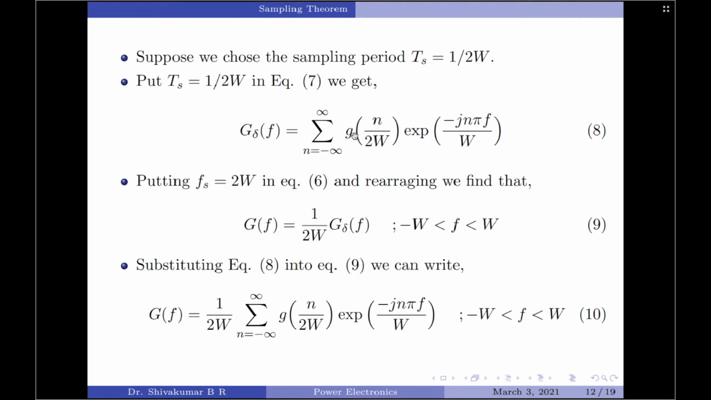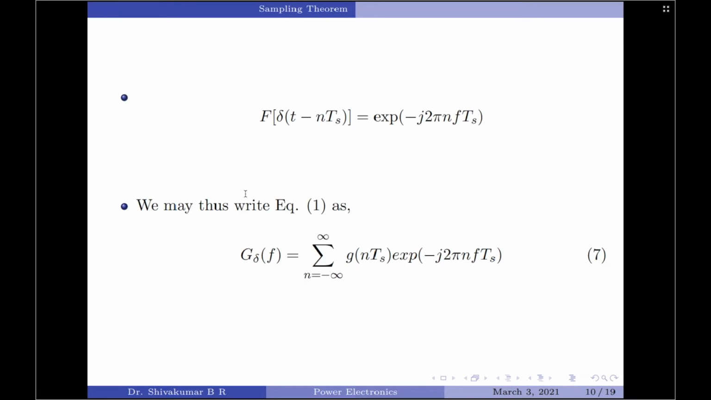it is G of n by 2W multiplied by exponential of, previously we had minus j 2 n pi f Ts, but since Ts is equal to 1 by 2W, we will cancel the 2 in the numerator and denominator to get a simplified expression as exponential of minus j n pi f divided by W. Further, let us substitute fs, which is our sampling rate, equals 2W into equation 6.